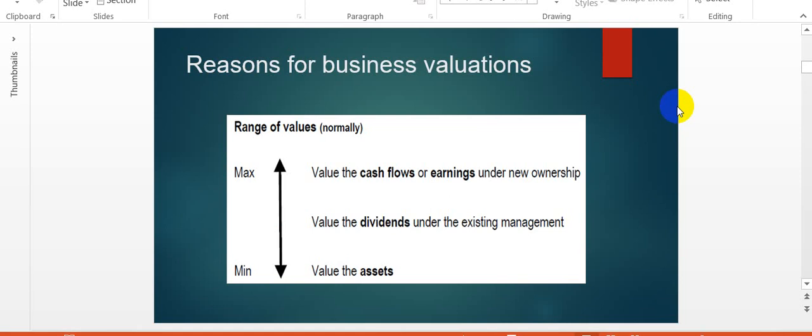This range of values could range from a maximum to the minimum value of a company. The maximum values are usually obtained from the cash flows or earnings under new ownership, followed by the value by valuing the dividends under the existing management, and lastly by calculating the values of the assets on the assumption that you are starting the business from scratch or you are breaking up the business.